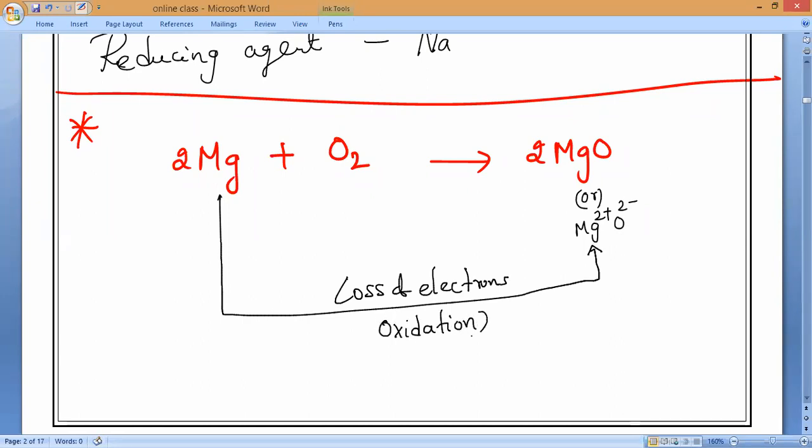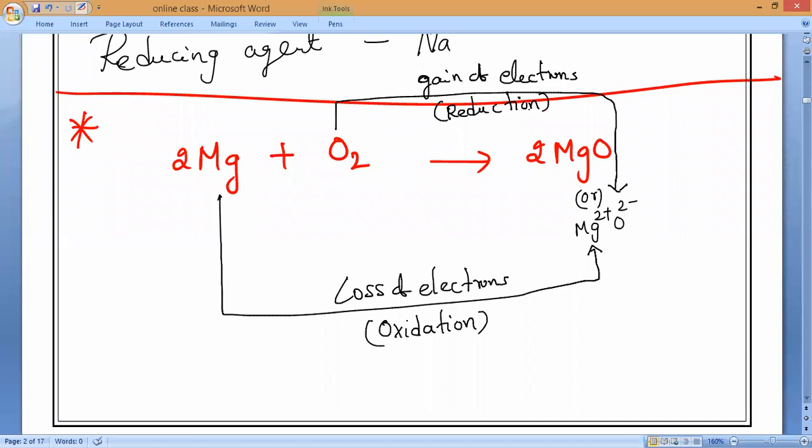If you at least try to answer one question, then you will definitely do it correctly. Next, oxygen is going to gain the electrons. Understanding? So it is the addition of electrons, or gain of electrons. What do we call gain of electrons? Reduction. So don't get confused.